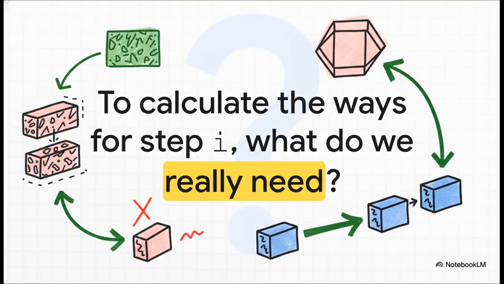So let's really think about this. Go back to that table. When we were calculating the answer for, let's say, step 4, what numbers did we actually look at? Well, we only needed the answers for step 3 and step 2. That's it. We didn't care about the answer for step 1 or step 0 anymore. They were totally irrelevant to that calculation. And that's true for every single step. At any given moment, you only need the 2 results that came right before it.